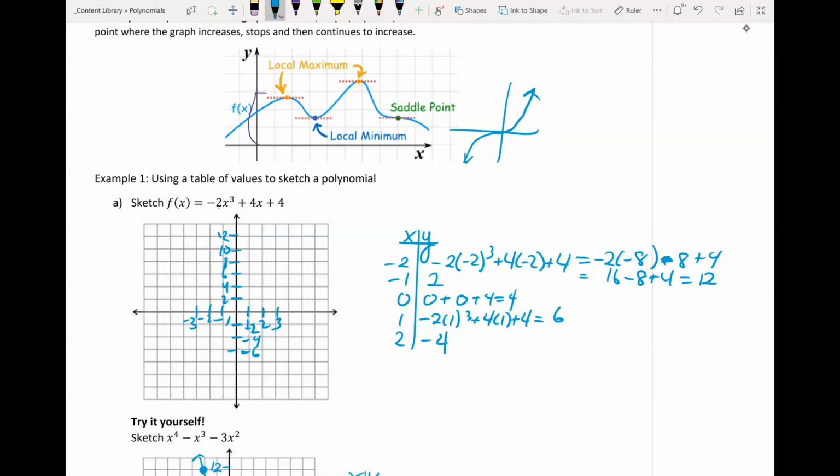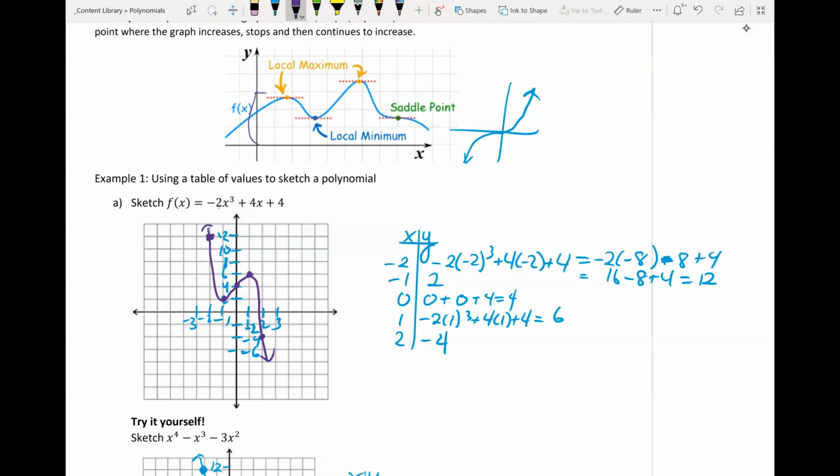Okay, so at -2 we have a value of 12. Then at -1 we have a value of 2. At 0 we have 4. At 1 we have 6. And then at 2 we have -4. So I'm going to connect our points in order from left to right. And that is our polynomial, and we're done.